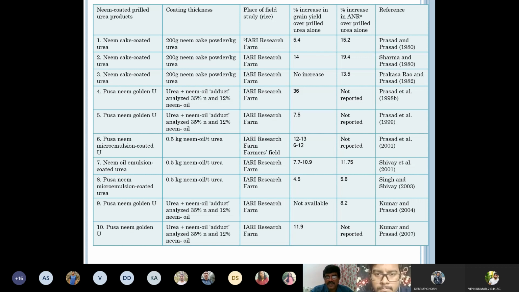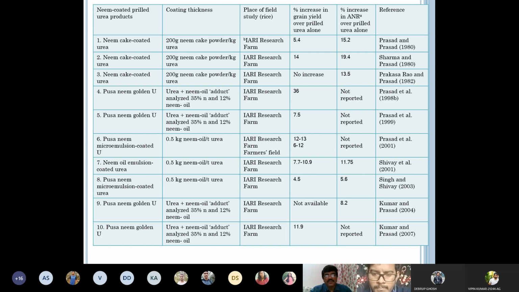You can go through it. The main work was done by the Division of Agronomy and the Division of Agricultural Chemicals. The main players from the Division of Agricultural Chemicals were Dr. B.S. Parmar, Dr. C. Devakumar, and Dr. Rajesh Kumar. And from agronomy, mainly it was done by Dr. Rajendra Prasad, Dr. Y.S. Shivay, etc.